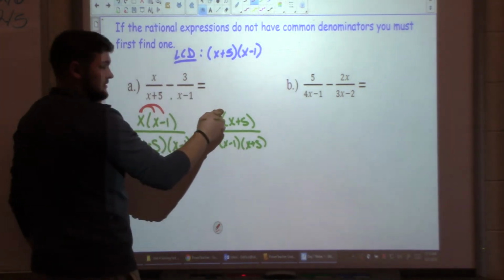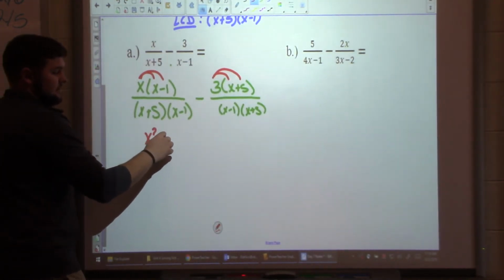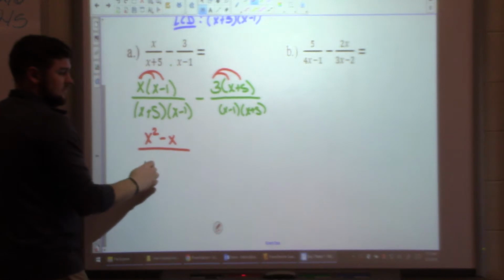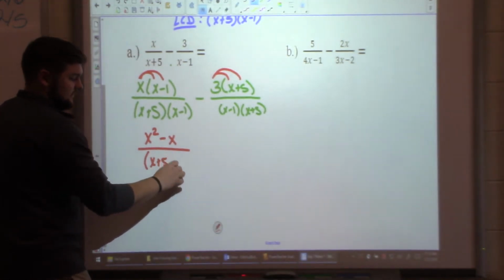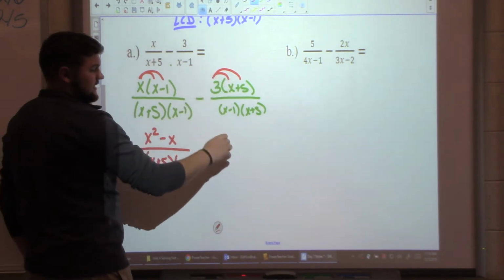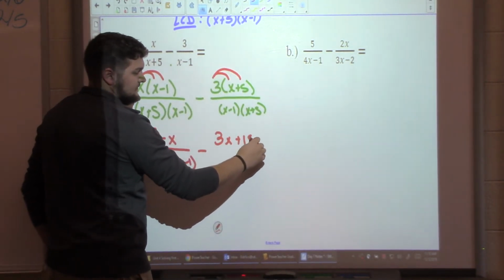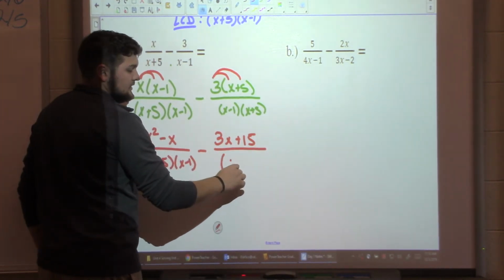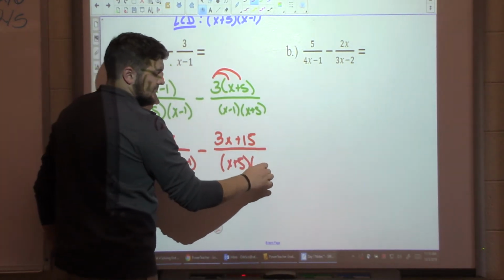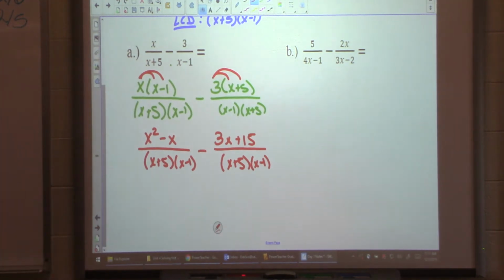X squared minus x over x plus 5, x minus 1, minus 3 times x is 3x, 3 times 5 is 15, over x plus 5, x minus 1. Now we do our addition and subtraction, because now I have like terms that I can combine either through addition or subtraction.